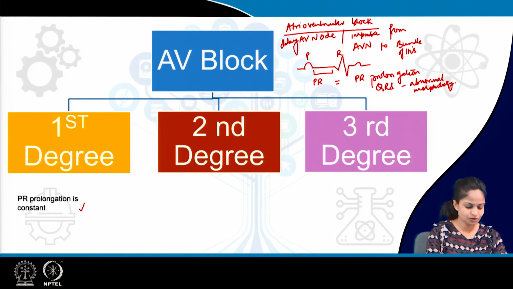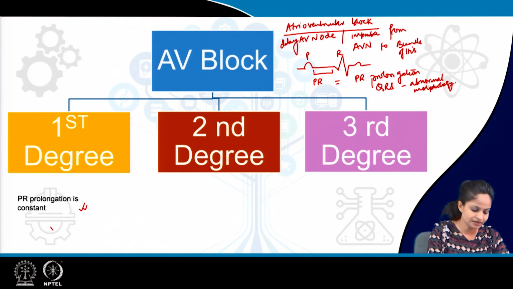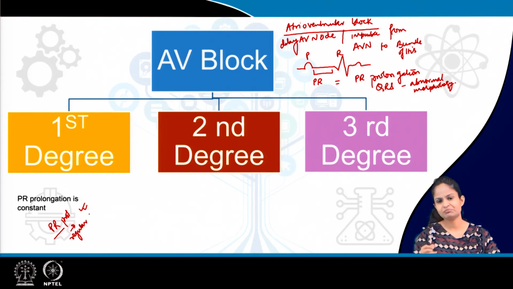In the first degree AV block, the PR prolongation is constant, the same which we had seen in the first degree sinoatrial block, which is difficult to trace in the ECG. But this is not usually difficult to see in the ECG in AV block, because usually the PR prolongation is regular. In every beat you will get PR prolongation, the PR interval is prolonged in every beat.